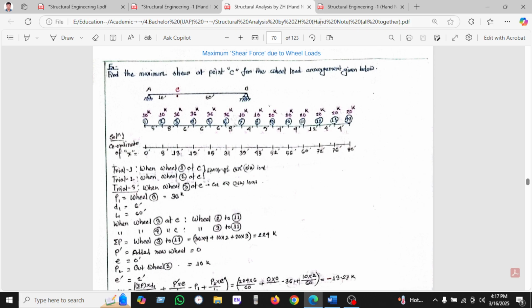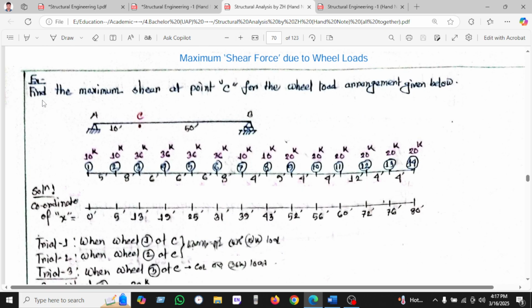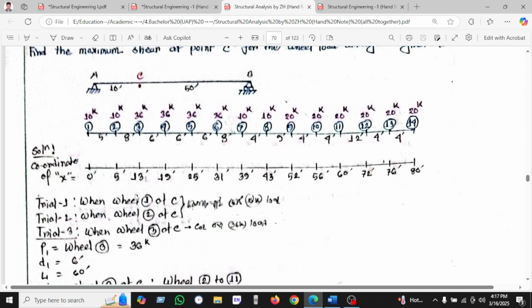So let's start an example. Find the maximum shear at point C for the wheel load arrangement given below. We can see the whole arrangement is given. I am taking the coordinate x: this is 0, this is 5, plus 8 is 13, plus 6 is 19, and consequently 18. The wheels are: wheel 1 is 10 kip, wheel 2 is 10 kip, wheel 3 is 36 kip, wheel 4 is 36 kip, and consequently the fifth wheel is 20 kip.